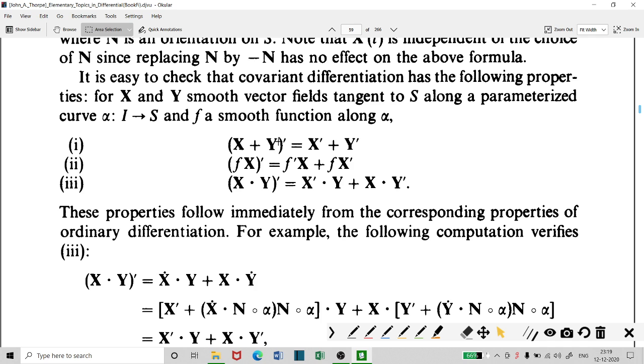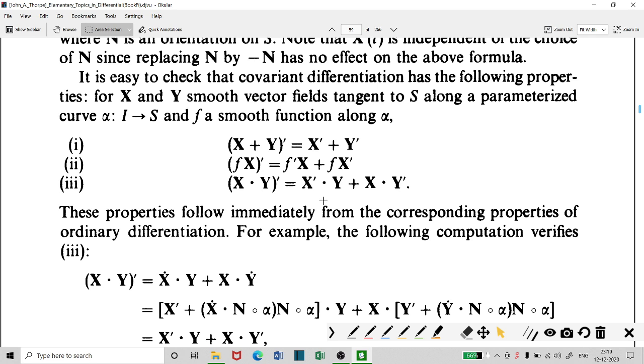The covariant derivative of x plus y is x prime plus y prime. This is the covariant derivative of x, and this is the covariant derivative of the vector field y. Then the covariant derivative of f x is f dash, the usual derivative of the scalar function f, times the vector field x, plus f times the covariant derivative of this vector field.